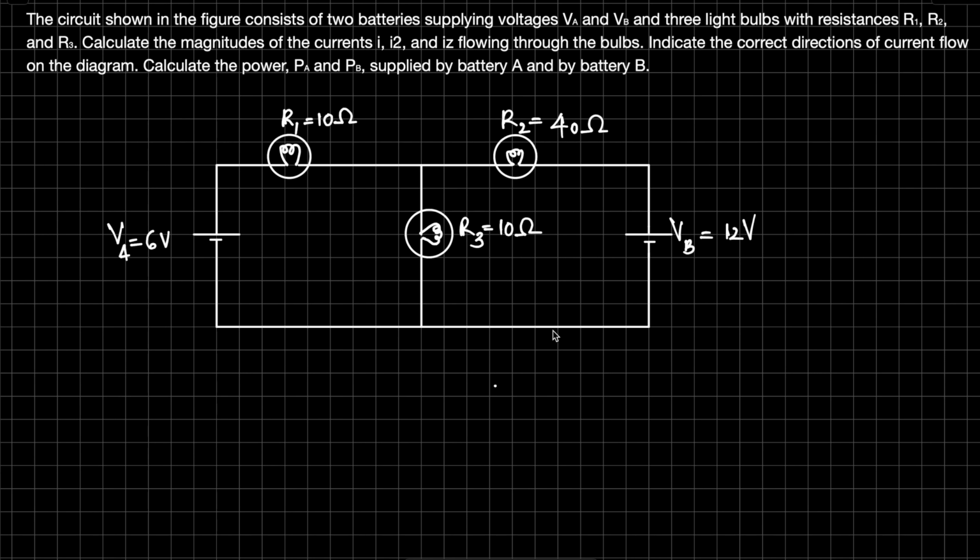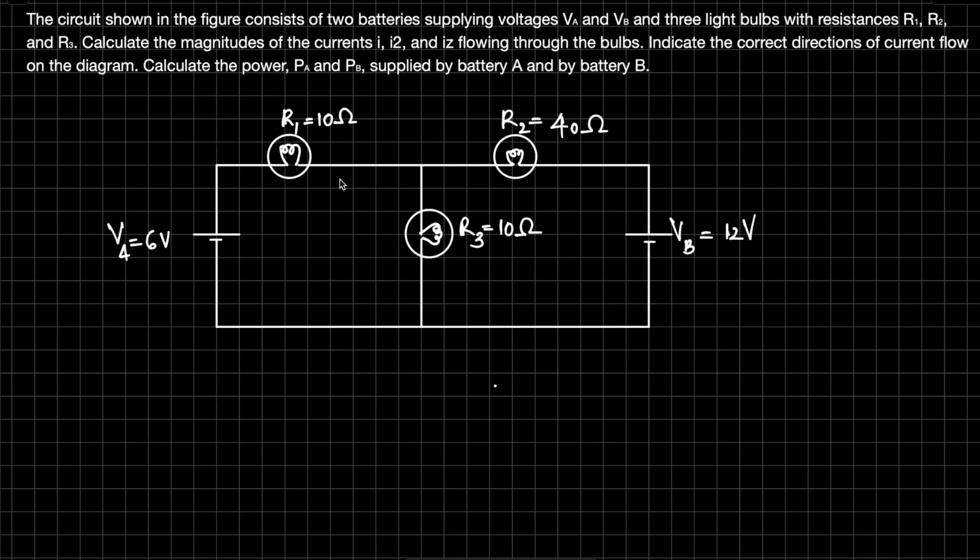For example, in this problem, we have three resistors R1, R2 and R3. R1 is 10 ohm, R2 is 40 ohms, R3 is 10 ohms. Two voltage sources, 6 volt and 12 volt. And we have multiple loops in this problem. This is the first loop, this is the second loop, and this is the third loop. So we need multiple equations using Kirchhoff's laws.